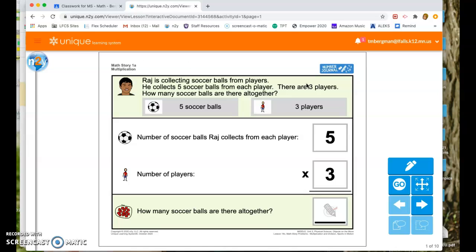So we're going to be reading these. I don't mind if you're using your calculator to do it on a page that looks like this, okay? Raj is collecting soccer balls from players. He collects 5 soccer balls from each player, and there are 3 players. How many soccer balls are there altogether? So first we know the number he gets from every player, which is 5, and the number of players, which is 3, okay? You can multiply that and get your answer and put it right in here, okay?